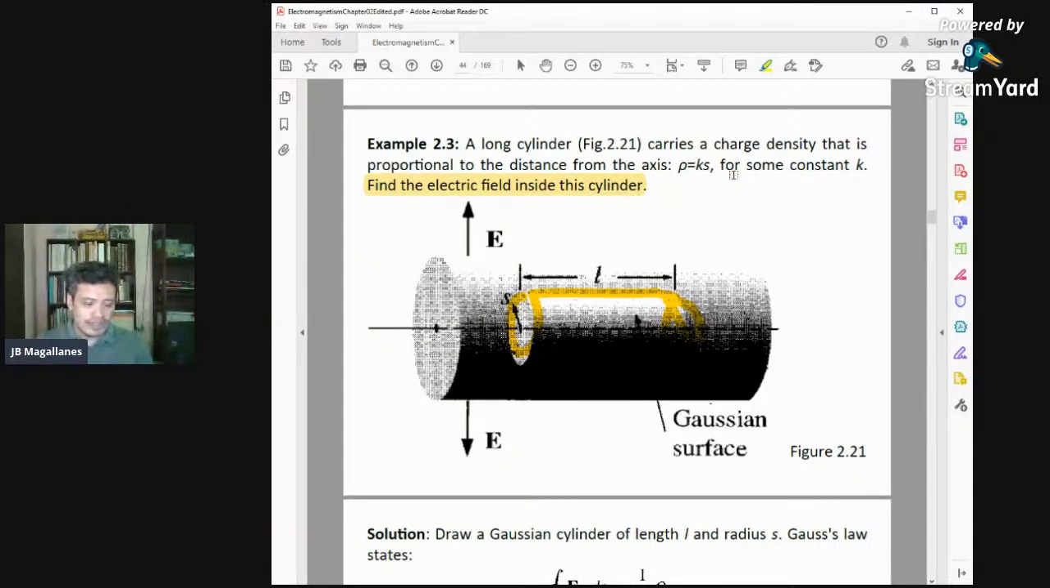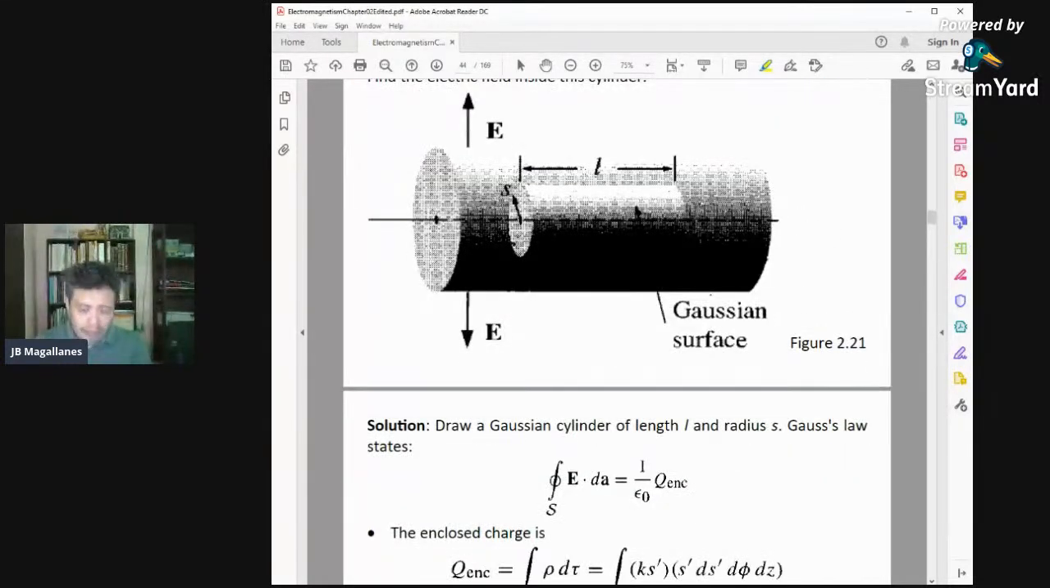That is the surface of the cylinder. By the way, how many surfaces does the cylinder have? The cylinder has a surface here and a surface here also. It also has a curved surface on the side of the cylinder. So there are three parts of a cylindrical surface: the flat surfaces at the ends of the cylinder, and the curved part.